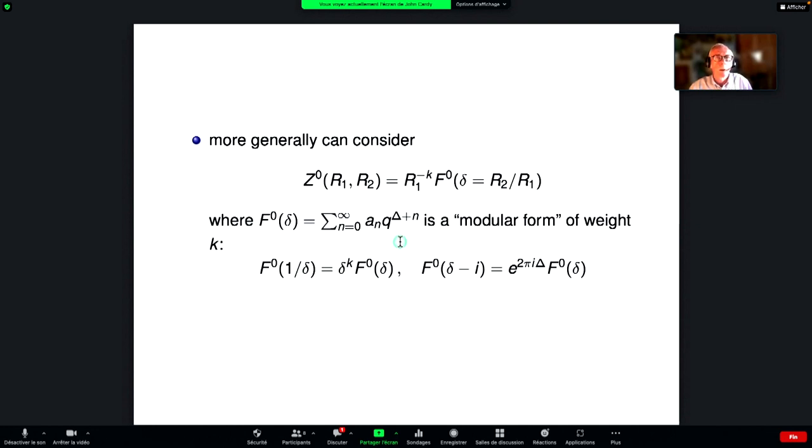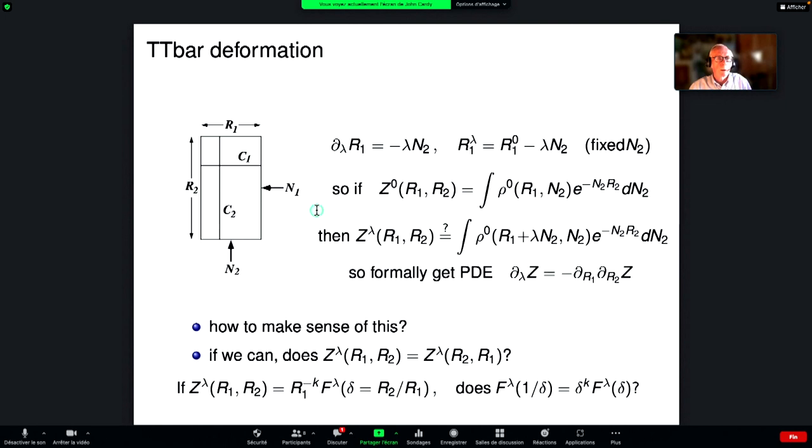Okay, how are we going? So the way that we can do the TTbar deformation of this is to look at a slice of constant time, if we think of time as running upwards, and to say that what's going to happen, according to the prescription that I gave you before, is that the distance across the rectangle, which is R1, is going to change with lambda, proportional to the normal force across this, which is N2.